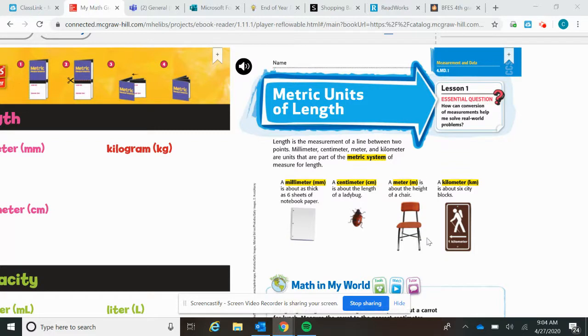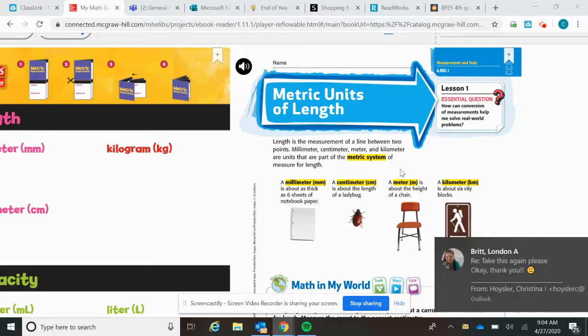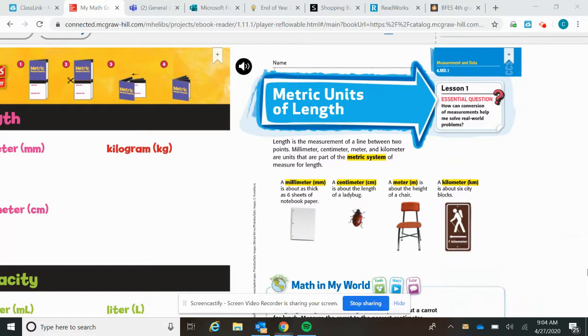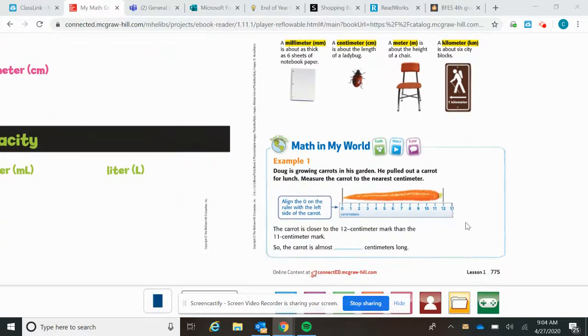A meter gets a little bit bigger. We use meter sticks sometimes in science. And for other things, a meter is about the height of a chair. And then a kilometer, which is way bigger, is about 6 city blocks. So if you're walking down the street for 6 blocks, that's how long a kilometer would be.